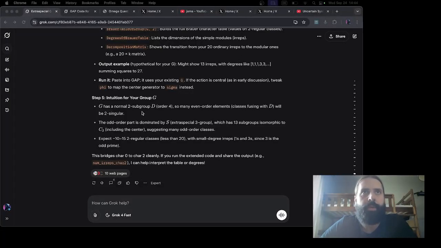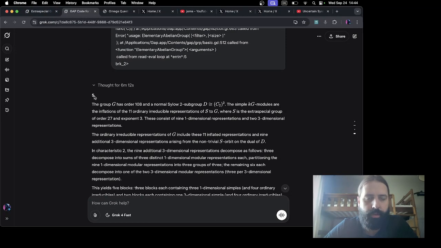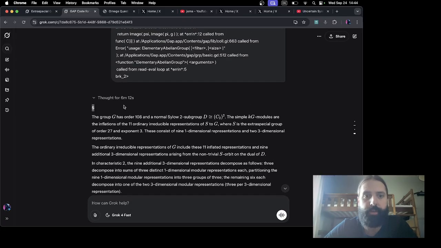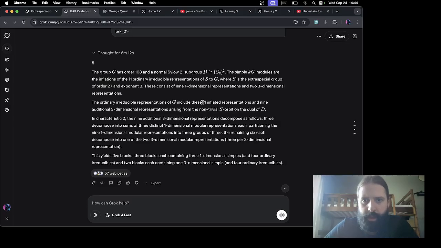All right, so we're very, very close to solving these. The reason I'm saying that is because it actually got it right. Grok 4 Fast got it right while fixing this. And if you read carefully, it looks like at least the 11 is a right intermediate result because it says there's 11 ordinary irreducible representations of G. And the 9, which is 20, right? 3 decomposed into sums of 3 distinct one-dimensional modular representations.